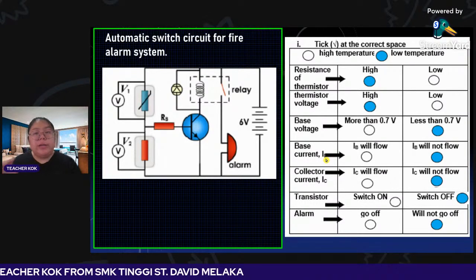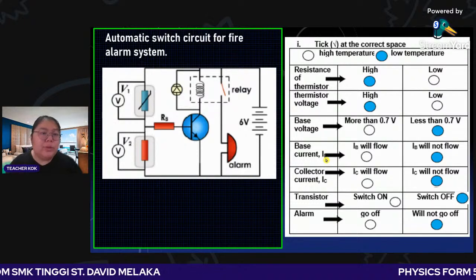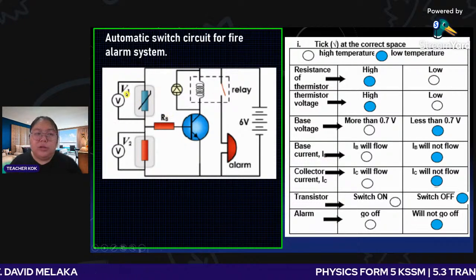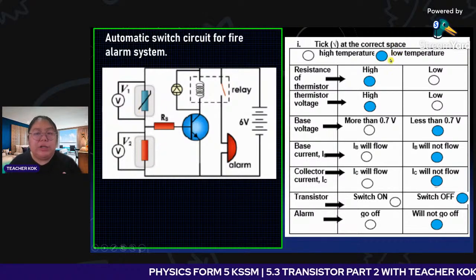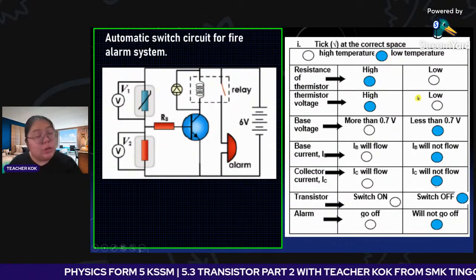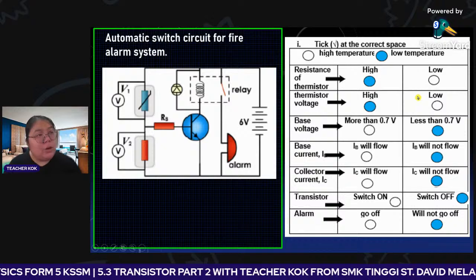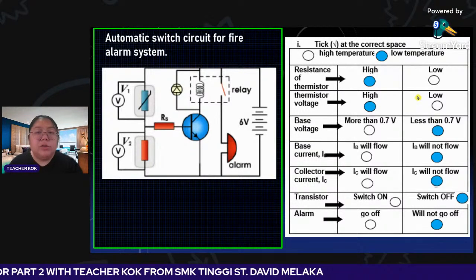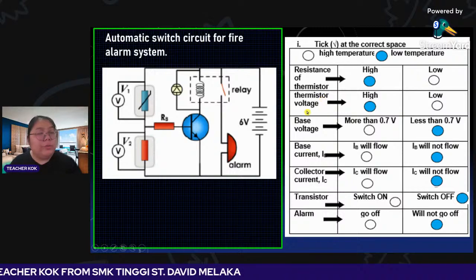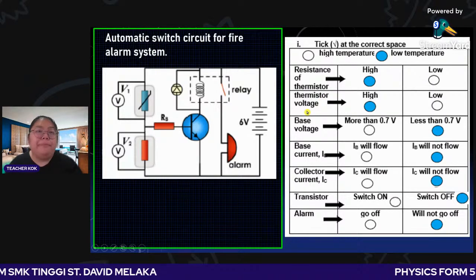So this is the explanation when I put the thermistor at the top, but the situation is low temperature. This is normal, right? At low temperature, why would you want the alarm on? At low temperature, we need to turn the alarm off. During high temperature, it will automatically turn the alarm on.